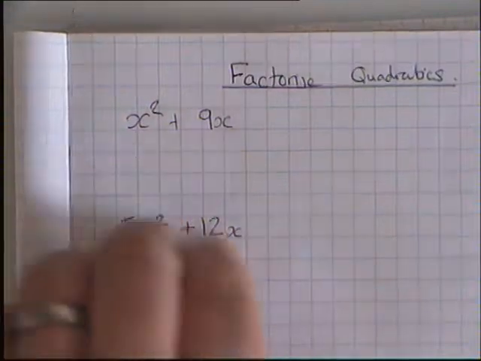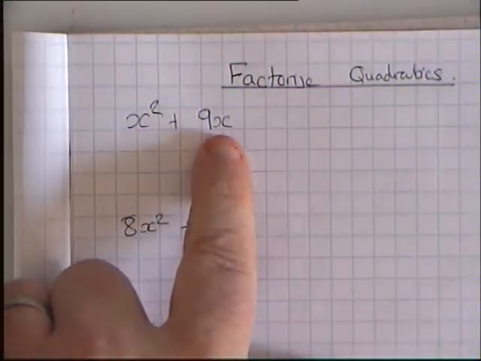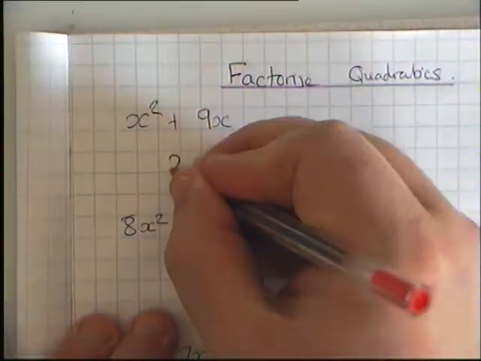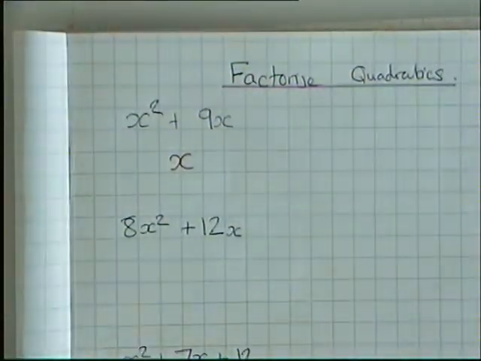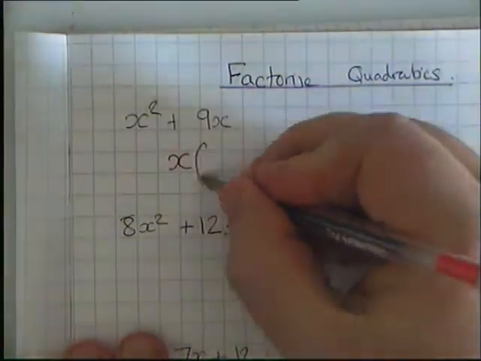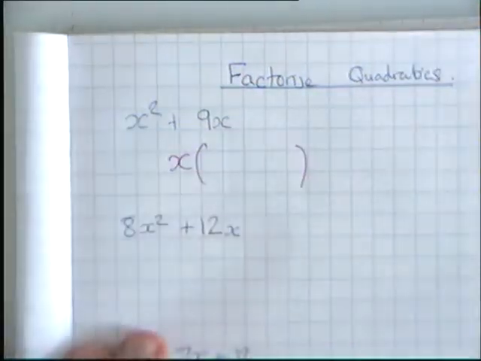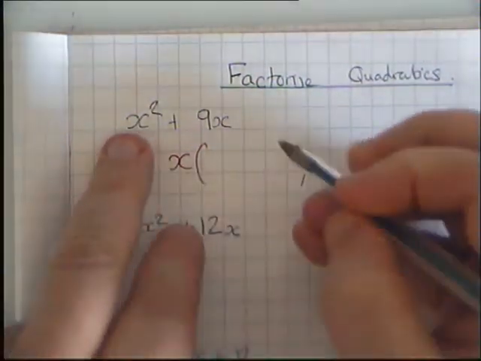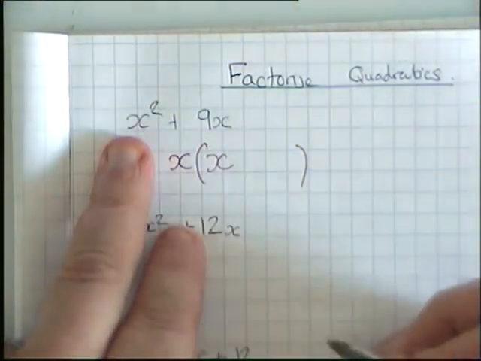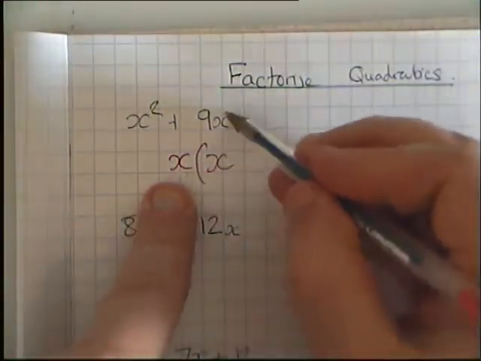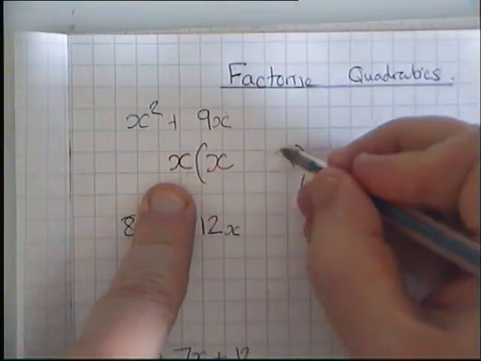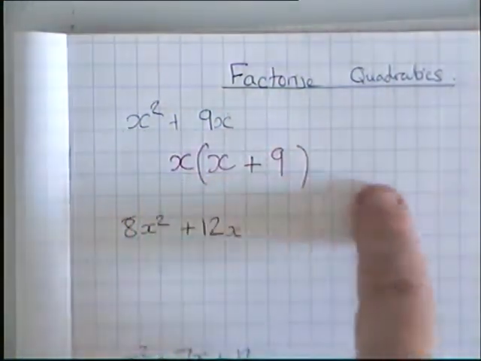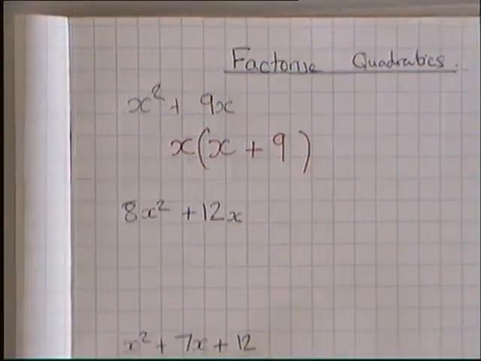So in this one, is there anything that goes into x squared and 9x? Well, yeah, there's an x in both. So there's an x that goes into both. So I can take that x out, and that means it only goes into one bracket. So what do I times the x by to get x squared? Well, that's one more x. And what do I times x by to get 9x? Well, that'd be another 9. And it's an add in the middle, so I've got an add there. And that's my factorised version of that one.